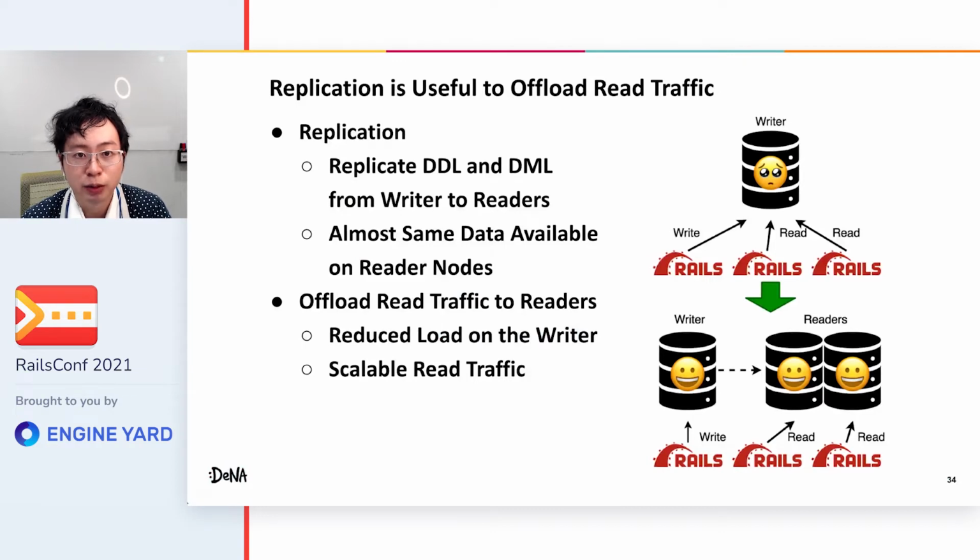Replication is an effective technique to offload read traffic. Here, we replicate DDL and DML from writers to readers, and almost the same data is available on reader nodes. By offloading read traffic to readers, we can reduce the writer's load and make the system scalable for read traffic.